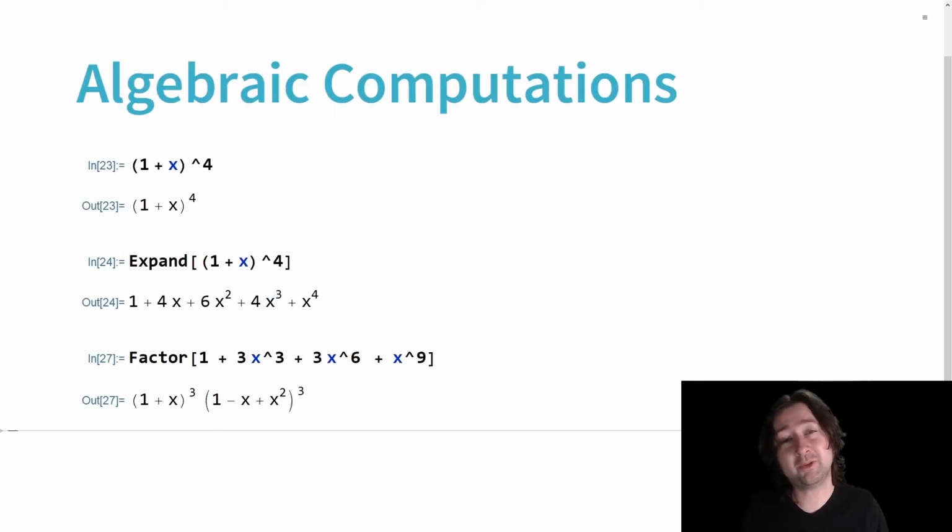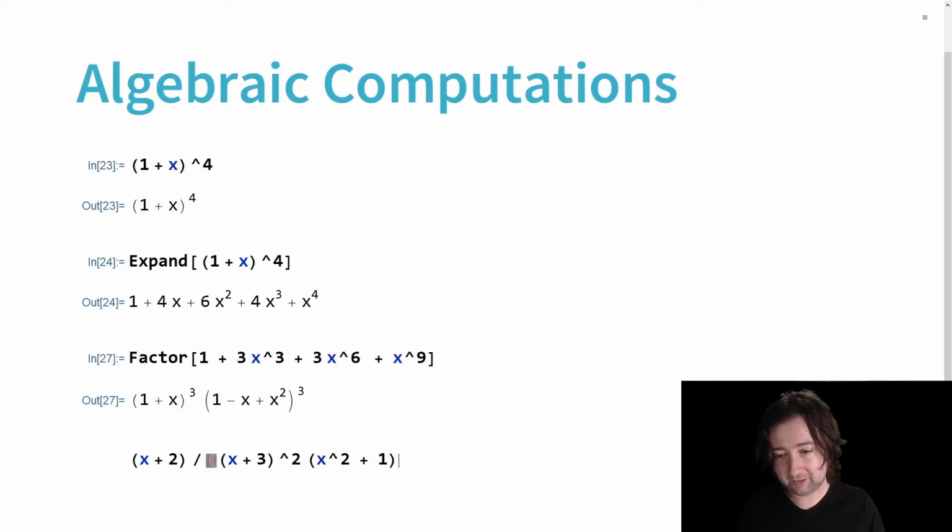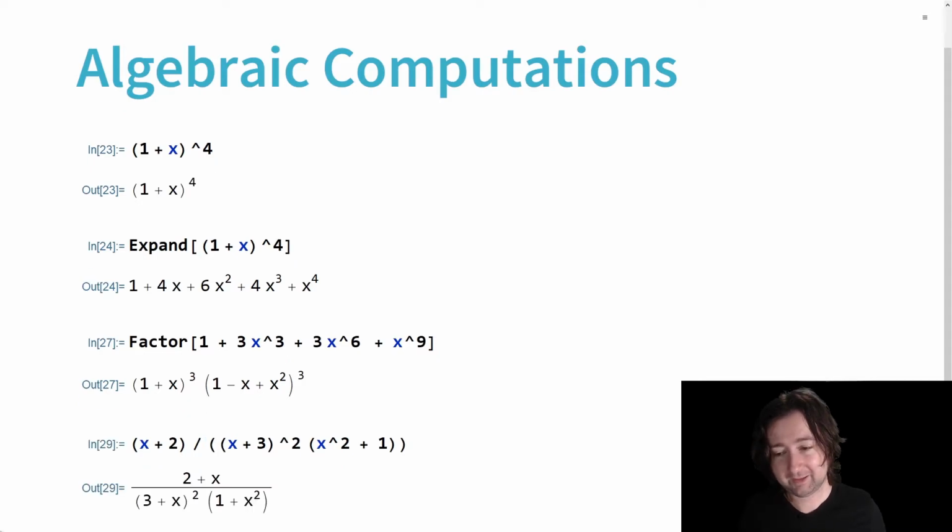One of the more useful things you can do with Mathematica, if you happen to be a calculus student or a differential equations student doing partial fractions, is take advantage of the fact that Mathematica has a very nice built-in routine for doing partial fractions. Everyone's seen terrible expressions like (x + 2) divided by (x + 3)^2 times (x^2 + 1). And if you want to take an expression like that and expand it out in terms of a's, b's, and c's so you can integrate it, that's a very terrible thing to have to do.